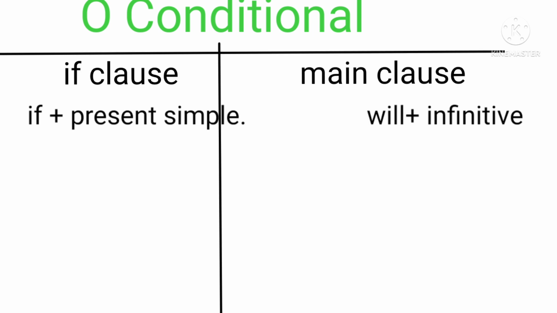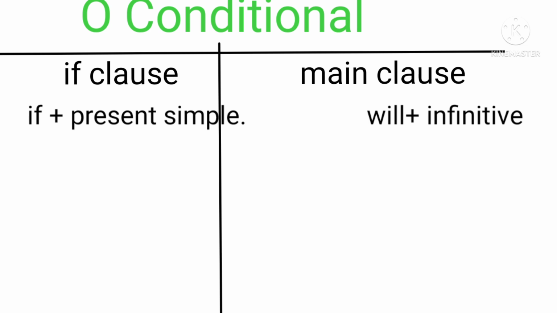Okay. If plus present simple. We use the zero conditional to express real conditions and results that are always the same in the past, in the present, in the future. We use the zero conditional to talk about general truths.